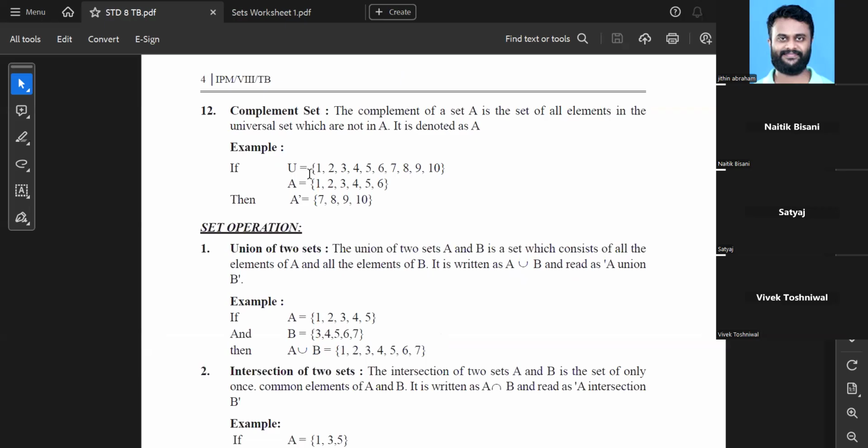Complement, which means जो नहीं है, what is not there. For example, if the universal set is numbers from 1 to 10 and A has numbers from 1 to 6, the complement set will have all the other numbers which are not present in A. For example, 7, 8, 9, 10 in this case.